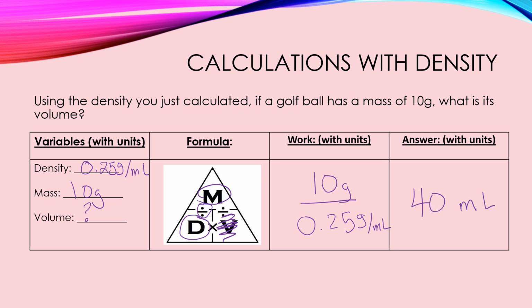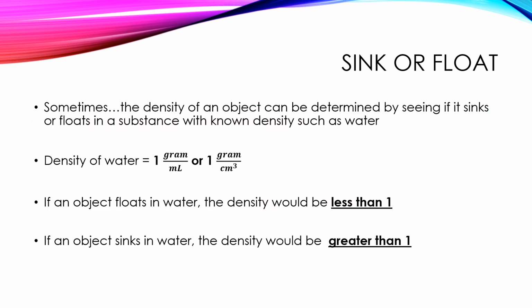Now, how do I know what unit I'm going to utilize for my volume? Well, the top unit of your density is going to be your mass unit. The bottom unit is going to be your volume unit. So in this case, because I'm trying to solve for volume, it is going to be milliliters.